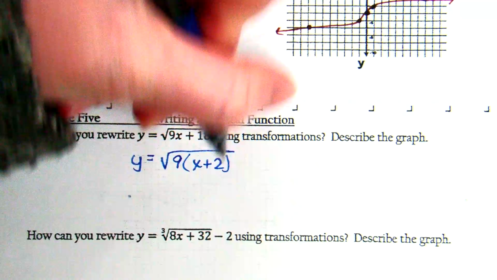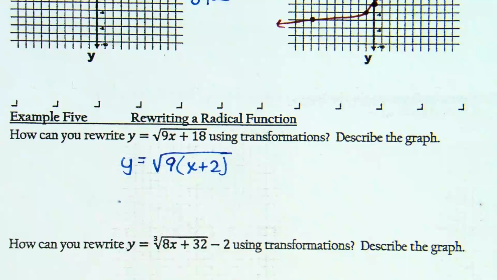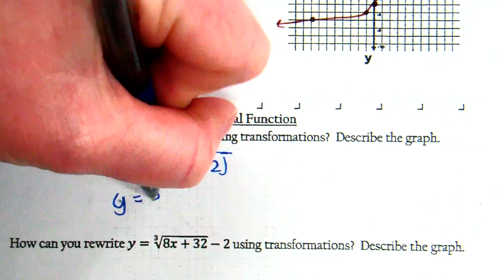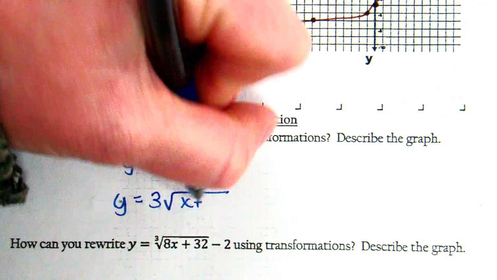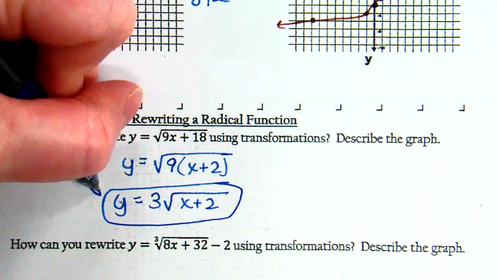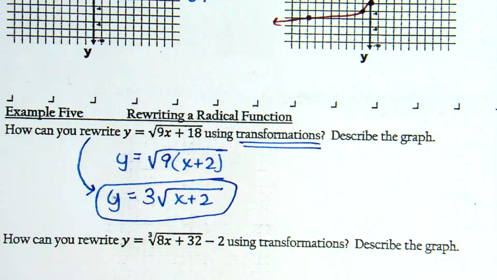Now, what's even better here, that 9, not by coincidence, it's by design, is a perfect square. What is the square root of 9? 3. And because it's a factor, it's not added or subtracted to anything, it's multiplied by the others, we can bring that outside. So this is now y equals 3 times the square root of x plus 2. When they asked us to rewrite it using transformations, that's what I've done at this point.